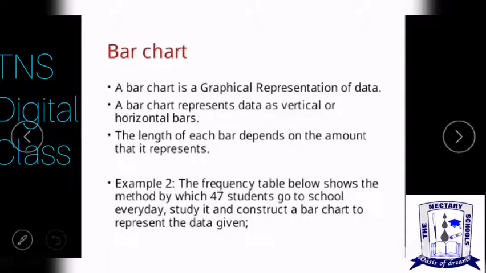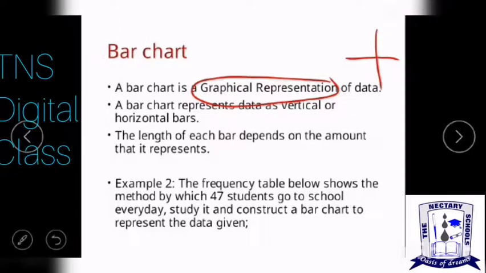What is a bar chart? A bar chart is a graphical representation of data. The word graphical representation means something that is drawn on a graph. What does a graph mean? A graph is a sheet that has 2 axes, something like this. You have a line coming like this, another line going like this: the horizontal line and the vertical line.